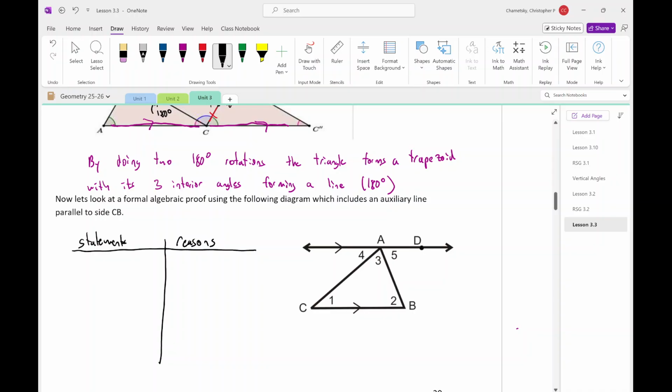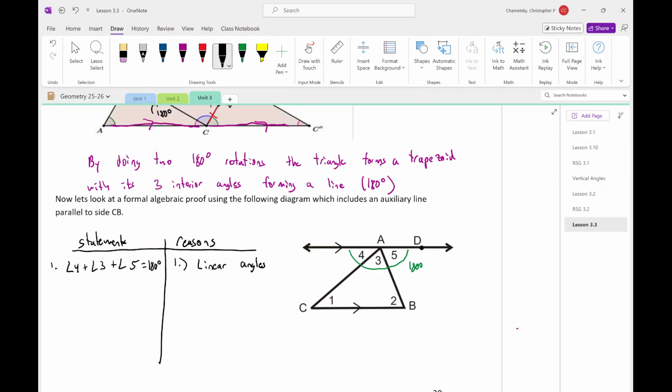One thing I do see here is that 4, 3, and 5 make 180 degrees. So that is going to be my first statement: angle 4 plus angle 3 plus angle 5 equals 180 degrees. That is not a linear pair, but linear angles, let's call them. It's three angles that are making a line.